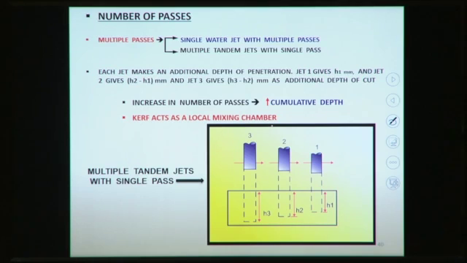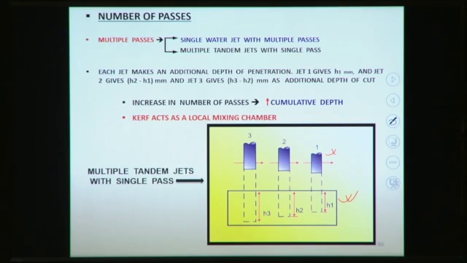Okay. So here you can see a single water jet with multiple passes, or multiple tandem jets with a single pass. Each jet makes an additional depth of penetration. Jet 1 penetrates up to H1 max, then jet 2 gives H2 minus H1 as the local mixing chamber, and jet 3 gives H3 minus H2 millimeter as the additional depth of cut.